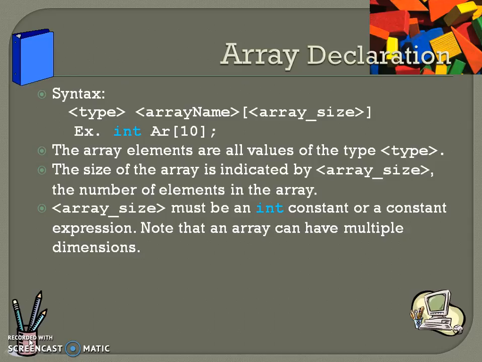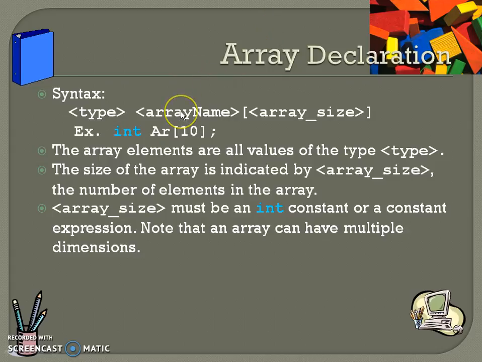Now let us see how to declare an array in C programming. So here we need three entities. First we have to tell which type of array we are going to create, that is, which type of element we are going to store in that array. So in this example we are creating an array of type integer. We are going to use only integer values in this array.